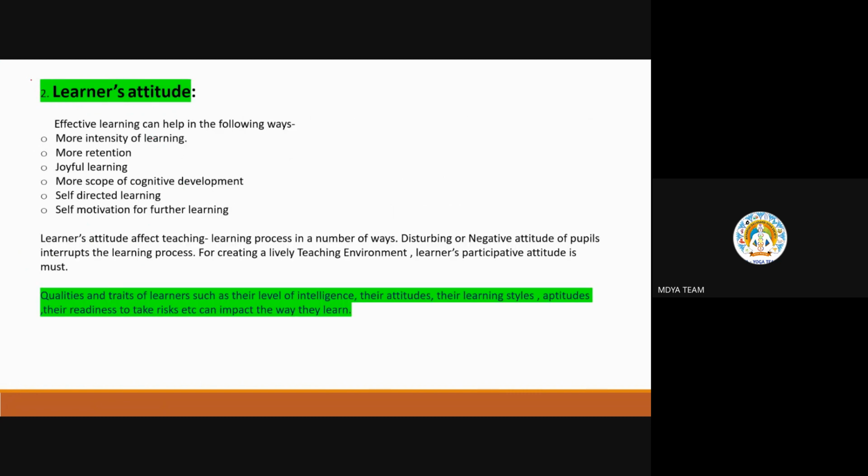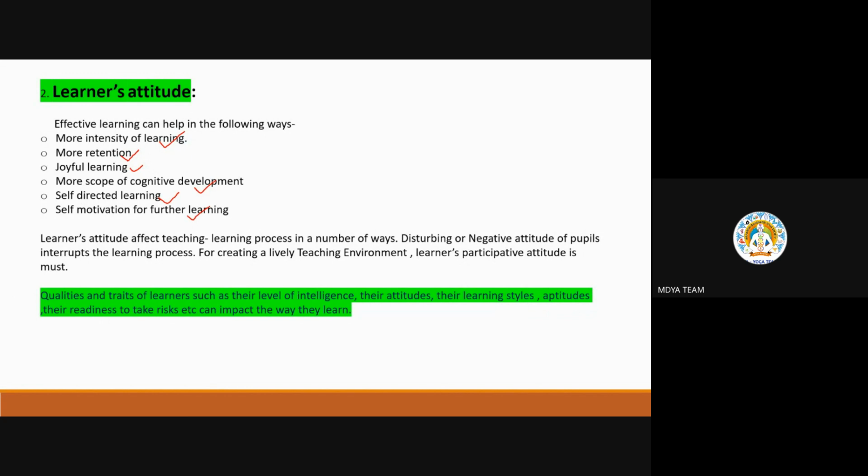Now, learner's attitude. Effective learning can help in the following ways. Learning should be enhanced by both sides, teachers as well as the learners. So some of the key points of learner's attitude are more intensity of learning, more retention, joyful learning, more scope of cognitive development, self-directed learning, self-motivation for further learning.